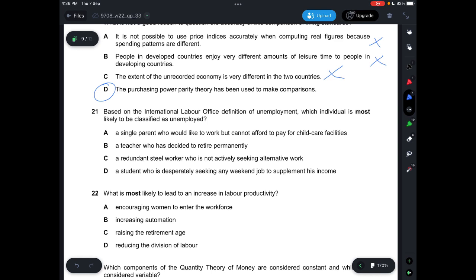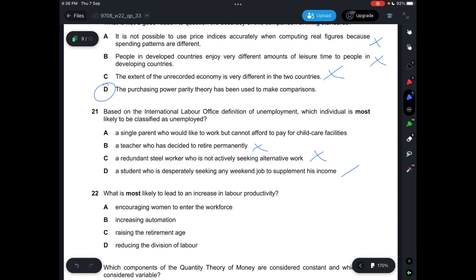21, based on the International Labour Office definition of unemployment, which individual is most likely to be classified as unemployed? A, a single parent who would like to work but cannot afford to pay for childcare facilities. So this is not exactly classified as unemployed. B, a teacher who has decided to retire permanently, is not unemployed. C, a redundant steel worker who is not actively seeking alternative work, is considered as not unemployed. And D, a student who is desperately seeking any weekend job to supplement his income, which is correct.